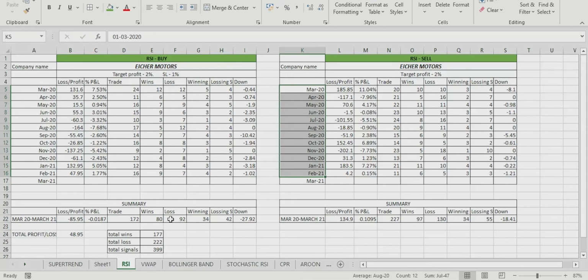To summarize this whole Excel sheet, let's look here. Total signals means the total number of trades we took in the last year. The total number of trades we took is 399 and total winning trades is 177 only using this RSI indicator. To find the success rate, let's divide total wins by total number of signals, which brings 44%. So a 44% success rate is very low.